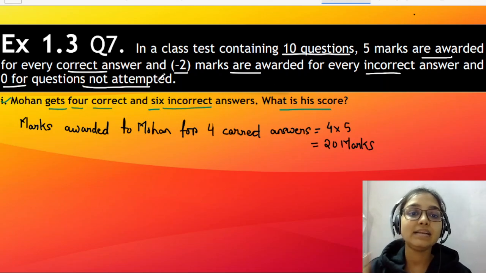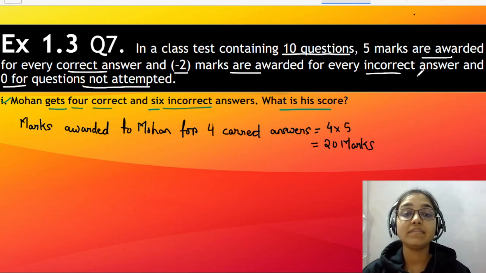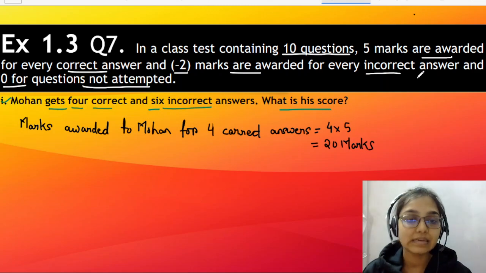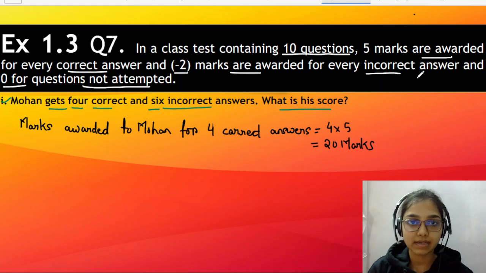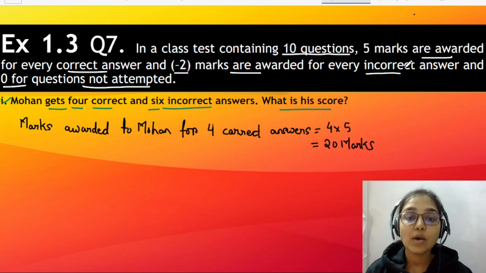Similarly, minus 2 marks are awarded for every incorrect answer. So first we can write: for each incorrect answer Mohan is going to get minus 2 marks, which means negative marking. Marks will be deducted, right? That is why it's minus 2. So for 6 incorrect answers, how many marks is Mohan going to get?